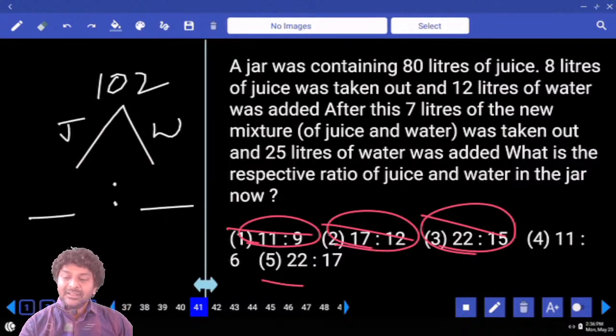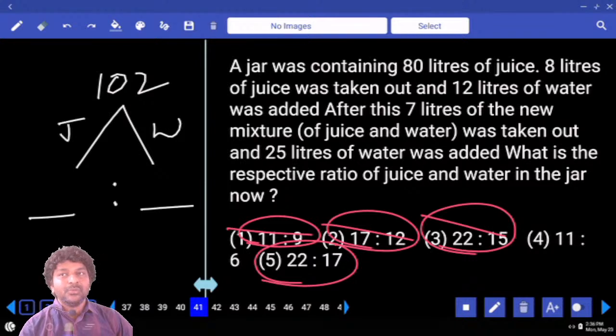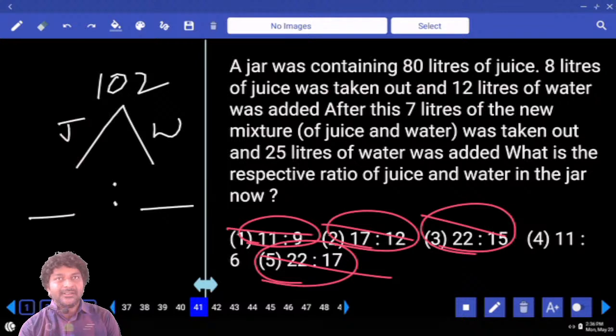Hold it. What is the sum? 39. Is 39 a factor of 102? That cannot be your answer. Answer? Fourth, final. 11:6.